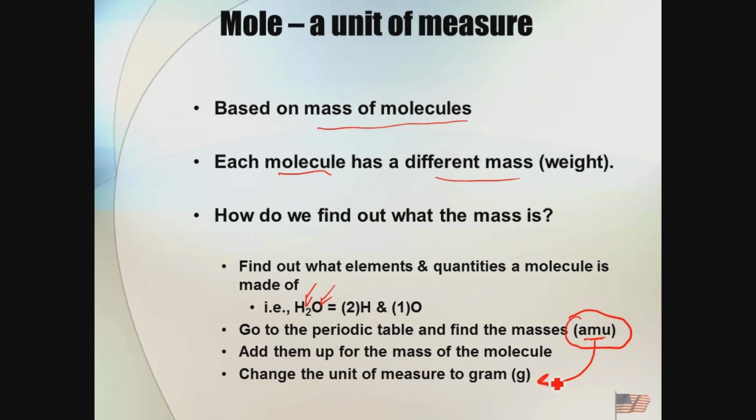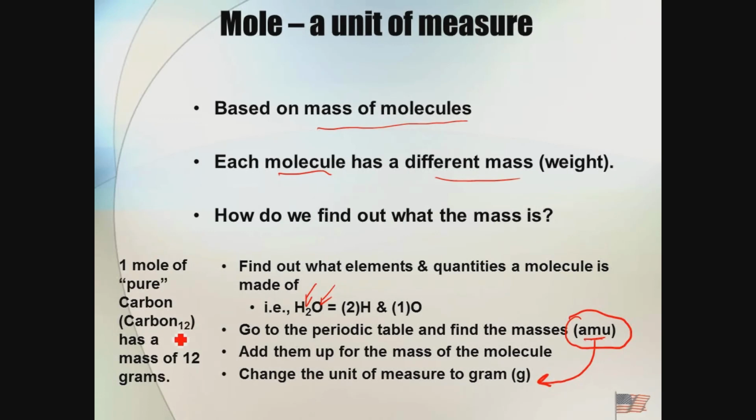So let's look at an example here. One atom of pure carbon, an atomic mass unit, let me back that up. If I go and look at carbon on the periodic table, it's going to say it has a mass of 12 atomic mass units. 1 mole of this then has a mass of 12 grams. Okay?